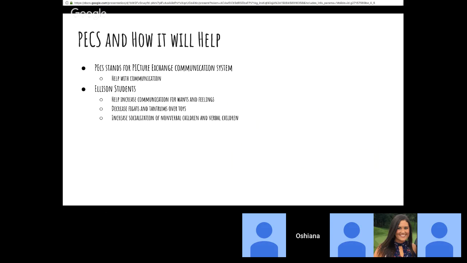PECs and how it will help. PECs will help the children with communicating their wants and their needs, not only with each other, but as well as with their teachers. As for the Ellison students, this will help increase their communication with each other in the hopes to decrease the fights over toys and tantrums as well. And this will also increase socialization of nonverbal children and verbal children.